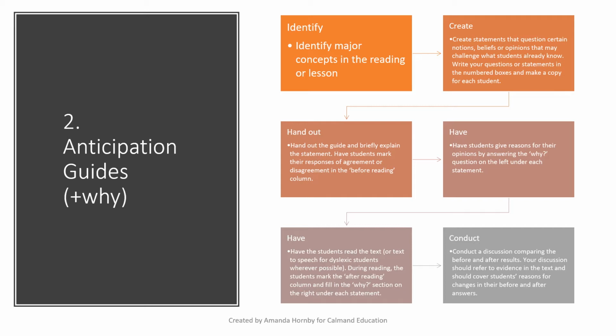For the text, use text to speech for dyslexic students wherever possible. Then after the reading, the students would mark the after reading column and fill in the reasons why. So would they agree or disagree, and the reasons why after they've completed the reading. And then at the very end you conduct a discussion comparing the before and after results. Your discussion should refer to evidence in the text and should cover the students' reasons for changes in their answers before and after.